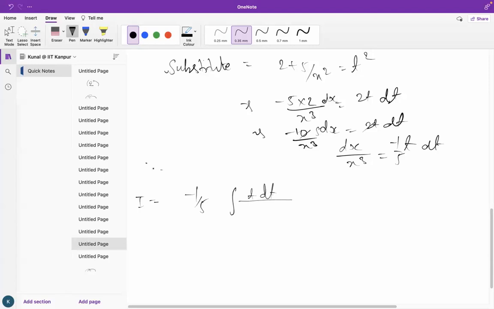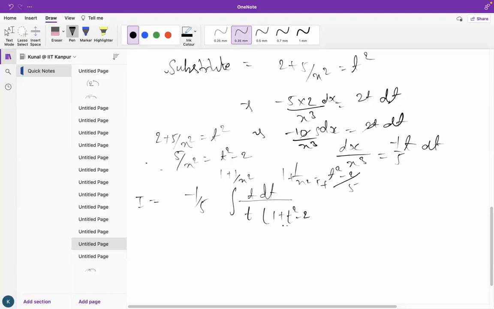And how can we write the rest? Because we substituted 2 plus 5 by x square as t square, right? So the 5 by x square term is t square minus 2, right? And we have to write 1 by 1 plus x square. So 1 by x square is equal to t square minus 2 by 5. And when we add 1 to both sides, we get the favorable term. So we get t into 1 plus t square minus 2 by 5. And when we solve this, we get a simple result, 1 by 5 dt over t square plus 3 dt.